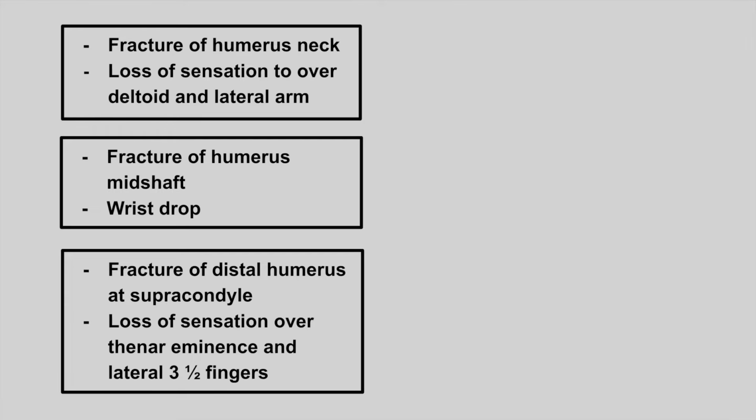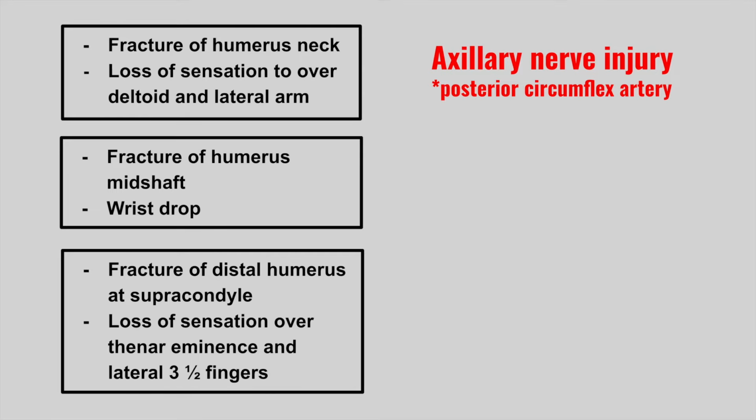Next, we're going to be talking about nerve injuries. So this one is affected in a fracture of the humerus neck, and it causes loss of sensation over the deltoid region and the lateral arm. So this is an axillary nerve injury. And remember, the artery that runs with it is the posterior circumflex.